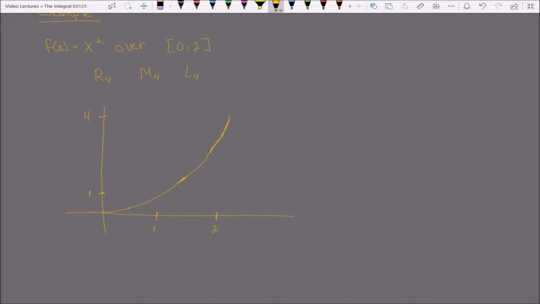So we're going to divide this interval 0 to 2 into 4 subintervals. Right? So our capital N is equal to 4. Then our delta x is 2 minus 0 divided by 4, which is 1/2. Our starting point is 0. Then x1 will be 1/2, x2 is 1, x3 is 1.5, x4 is 2.